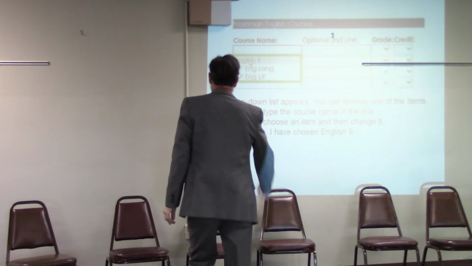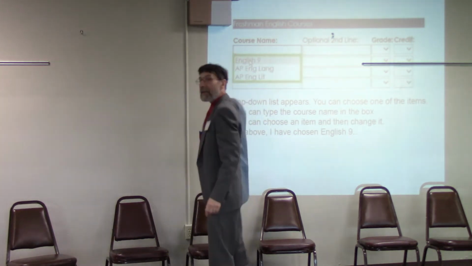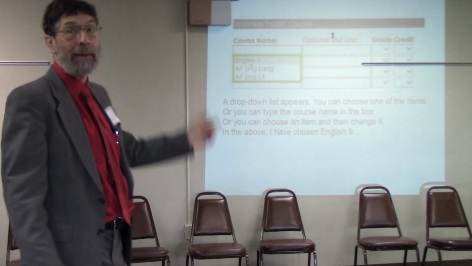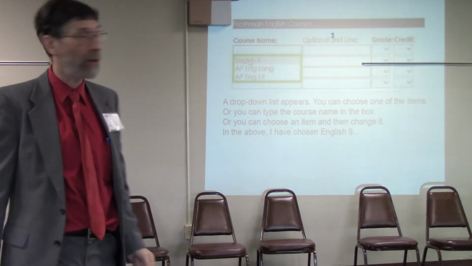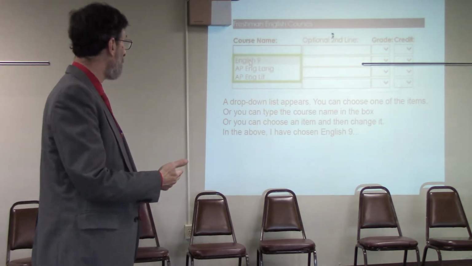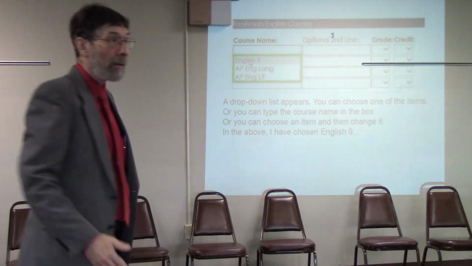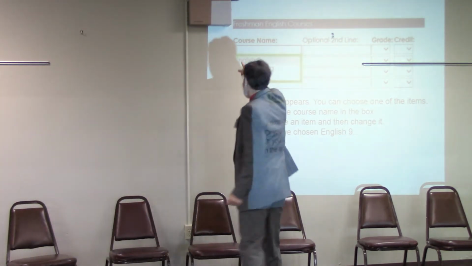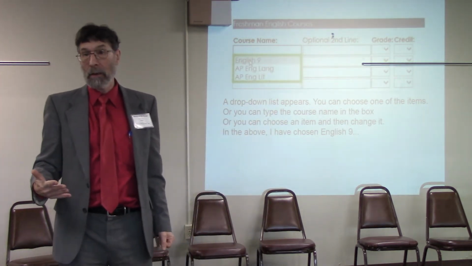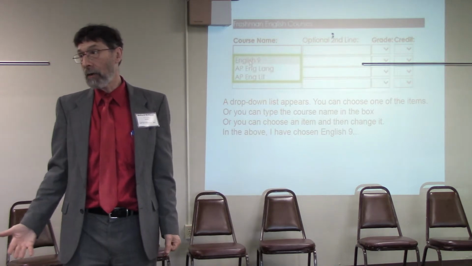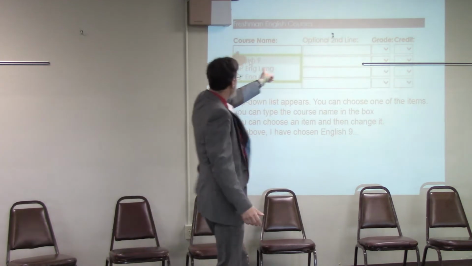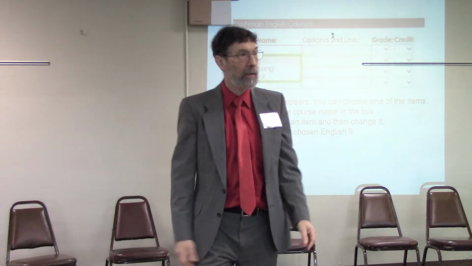You click right in this box right here, and you get this drop-down menu. This is for 9th grade. These are the likely names of an English course for a 9th grader: English 9, AP English Language, AP English Literature. So you can choose one of them, or you can simply type in the space up there where it says course name. You can use the drop-down, which is real quick, one click and you get the whole name in, or you could type it in. If your course name extends to the optional second line, you could extend it, yes.